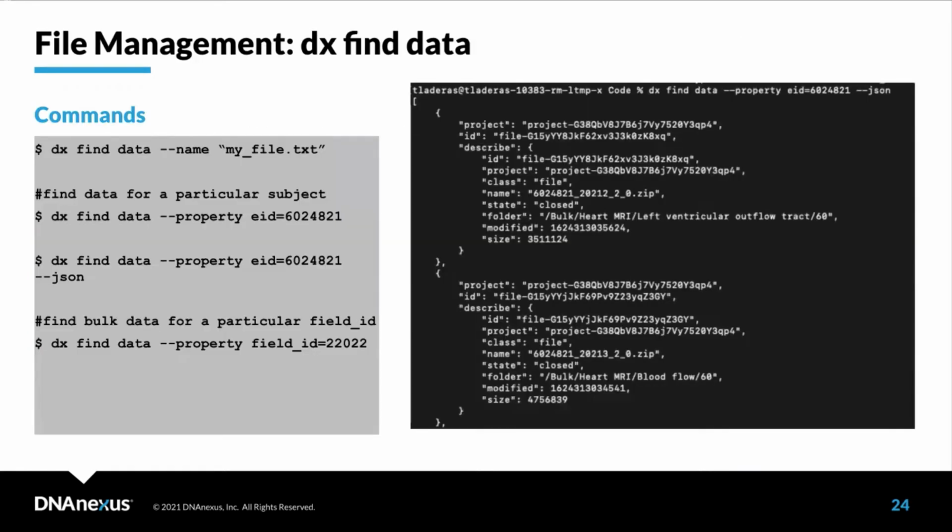For example, you can use dx-find data with a particular name by using the --name argument. But this is probably much more useful to you. Using dx-find data, if you use the --property flag, you can pass in a key-value pair. So we're going to search for every file that has the property EID equal to 6024821. Again, you can use dx-find data --property on the field ID as well. So let's try that out.